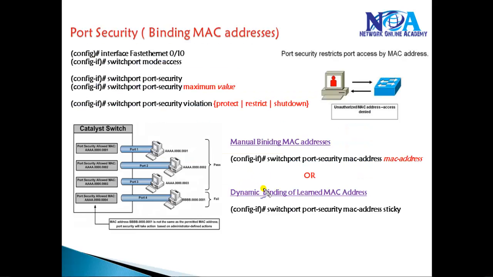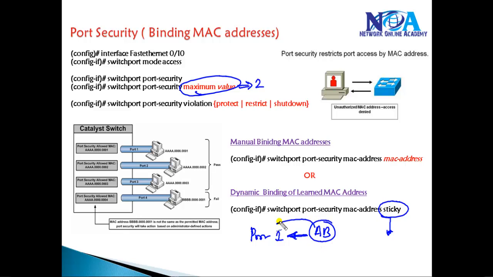Or we can also use a dynamic binding, something called the sticky option, where we manually define sticky. Sticky is an option which will do automatic binding. Let's say I'm defining the maximum MAC address of 2, and by default on port number 1 there are no MAC entries, because those are dynamic and will be removed automatically. If it learns a MAC address AB for the first time, it's going to bind this MAC. And if it learns any other MAC address AC, it's going to bind that on port number 1. Which means every time any new MAC address is learned on that particular port, it will be automatically bound to that particular port number 1.